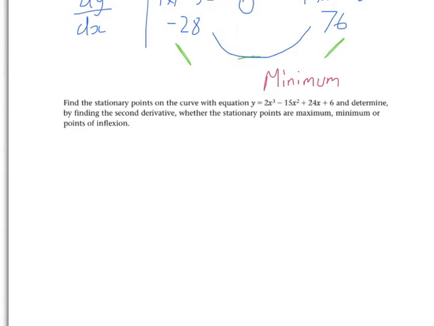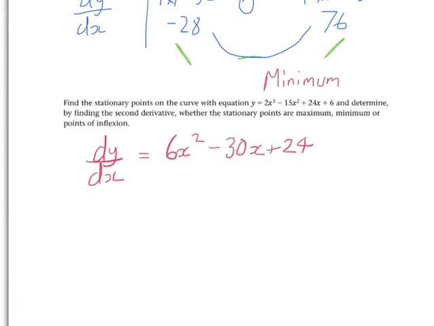So it says find the stationary points on the curve with the equation y equals 2x cubed minus 15x squared plus 24x plus 6, and determine by finding the second derivative whether the stationary points are maximums, minimums or points of inflection. So first thing we're going to do is find out where our stationary points are. So we need to differentiate our original curve. So that's going to be 6x squared minus 30x plus 24.